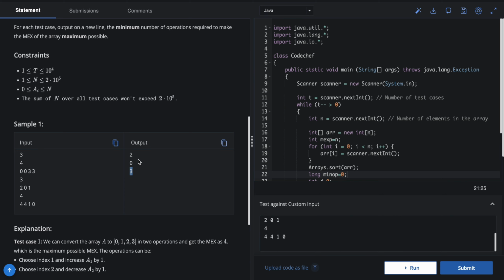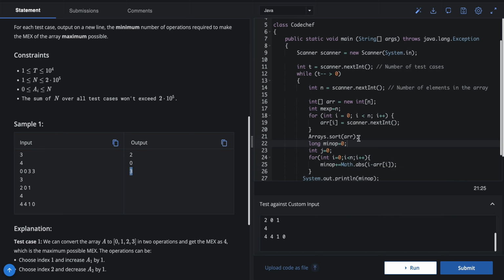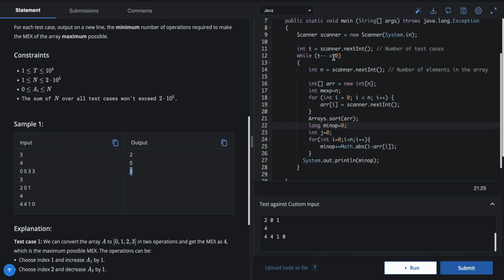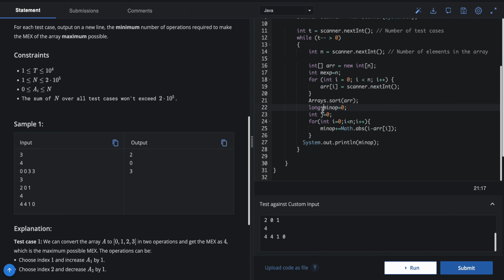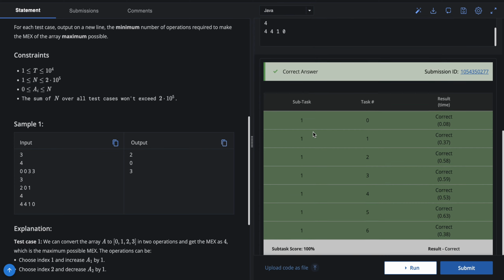Now friends, let's understand the code that I have written. I have taken t test cases as input, then the array, where the maximum possible is n. I have sorted the array, and I have stored the minimum operations in a long variable. Remember, in this question it took me a long time because I was storing it in int. If you change it to long, all the test cases will pass. Then I loop i from 0 to n, with min operations plus equal to Math.abs of i minus array i, and then I print out min operations using System.out.println. And friends, all the test cases are passing.